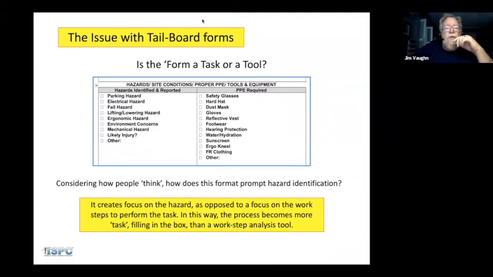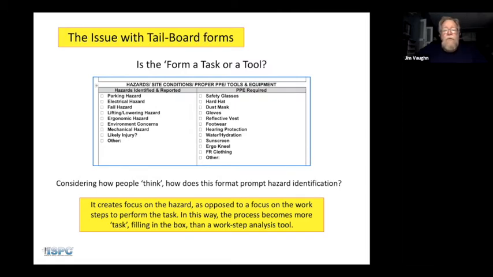Now, what do you see in this left-hand box? What is the nature of the questions? Well, what you should notice is that it's asking about hazards. So they're approaching the hazard analysis from the aspect of the hazard and then trying to figure out if it exists, but they don't talk about the particular work or the procedures that they're going to use to handle it. So you see down in the bottom box, the statement is that this form creates focus on the hazard as opposed to focus on the work or the steps to perform the task.